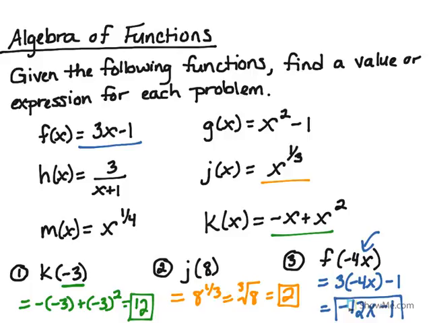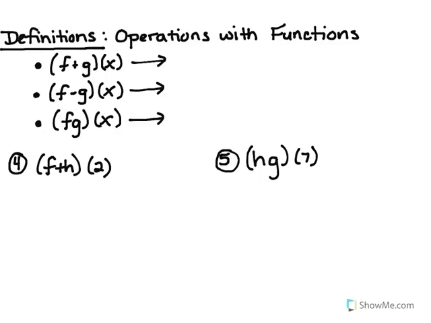Okay, so that should be a little bit of review for you guys. Let's take a look at something that's a little bit new. Here are 3 definitions for operations with functions. The first one says, in parentheses, f plus g of x. Well, what does that mean? That means find f of x plus g of x. If there was a number where the x was, for example, 3, that would mean find f of 3 plus g of 3. Find the 2 numbers separately and then add them together.